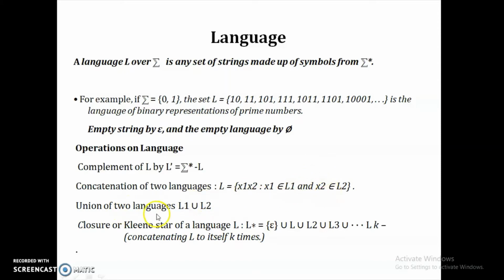And the union of two languages is represented by L1 union L2, which means you are going to take either the symbols from language L1 or from language L2. That is given by x1 or x2. And closure or Kleene star is 0 or more occurrences of a symbol from a language, right? It may be an empty string. If you are giving L star, it may be an empty string if it is 0 occurrences of a symbol. If it is 1 occurrence, it will be the language L, right? If it is 2 occurrences, it will be LL, 2 times, right? Similarly, it goes on. So that means you are concatenating L itself for k number of times.